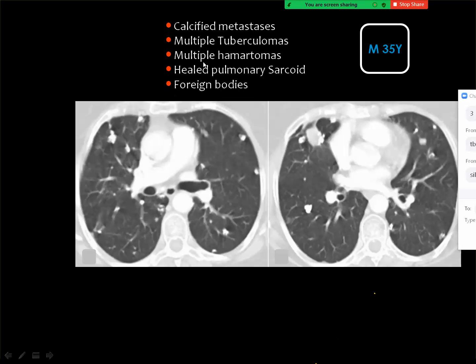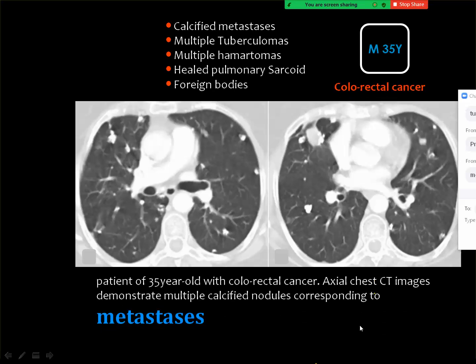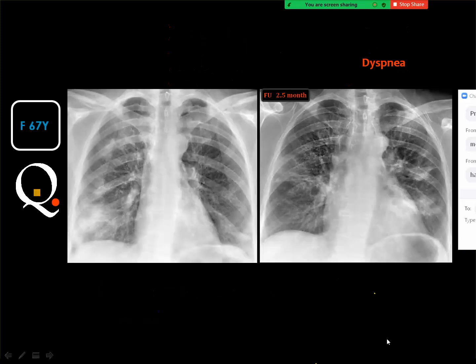Silicosis, and these are the possibilities. Calcified metastases, multiple tuberculomas, multiple hamartomas, healed sarcoid, foreign bodies. Mets, yes, this is good. The multiplicity is in favor for Mets, whether they are cystic or calcified, because you know that some of the metastases can be calcified, like those coming from mucinous adenocarcinoma of the colon, and those coming from osteogenic sarcoma and chondrosarcoma, for example.